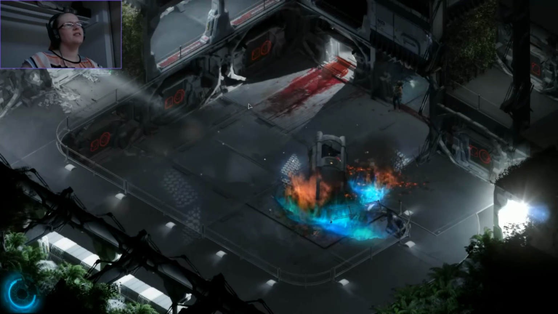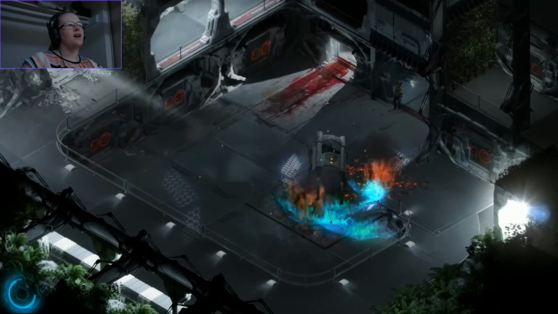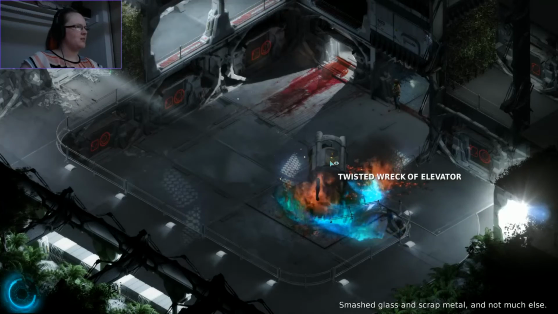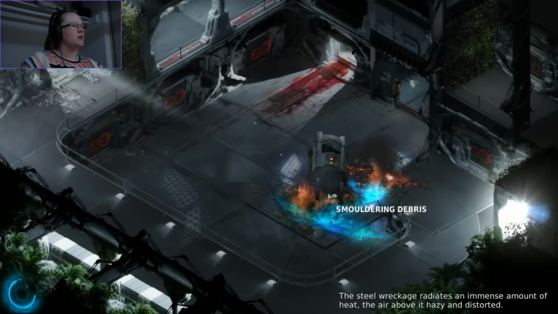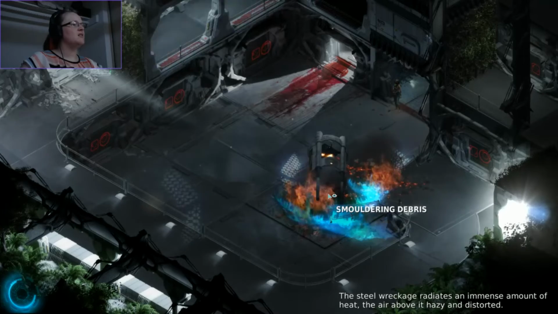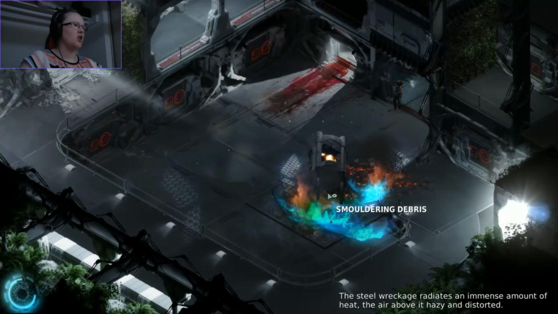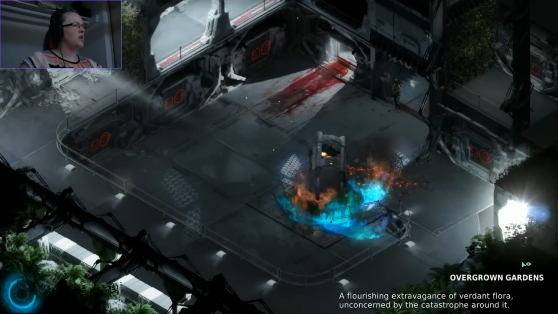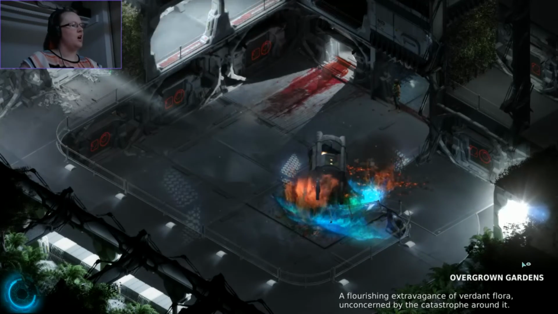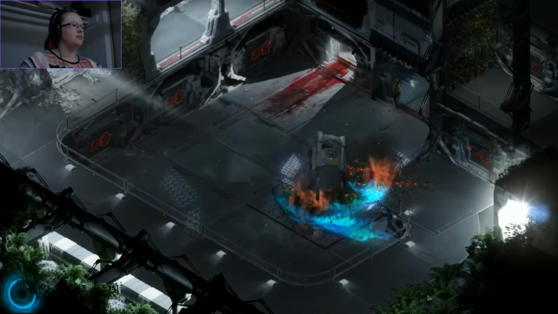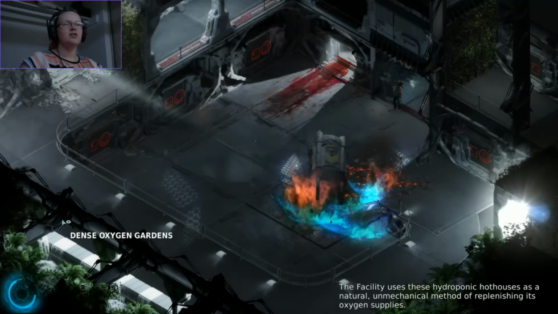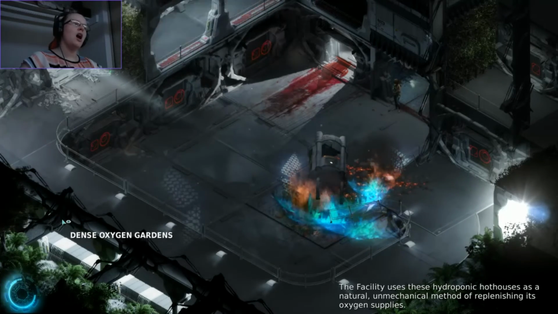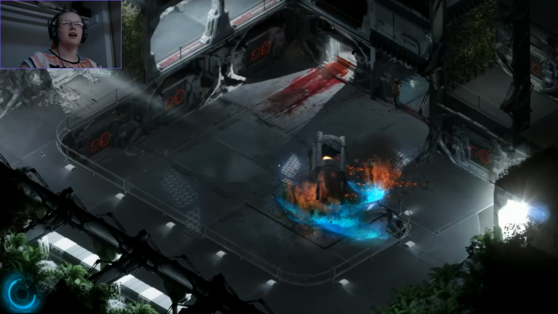Doorway. That looks promising. Let's see. Twisted wreck of elevator, smashed glass, and scrap metal. Not much else. Smoldering debris, the steel wreckage radiates an immense amount of heat. The air above it, hazy and disorienting. Overgrown gardens, a flourishing extravagance of verdant flora, unconcerned by the catastrophe around it. Dense oxygen gardens. The facility uses these hydroponic hothouses as a natural, unmechanical method of replenishing its oxygen supplies.